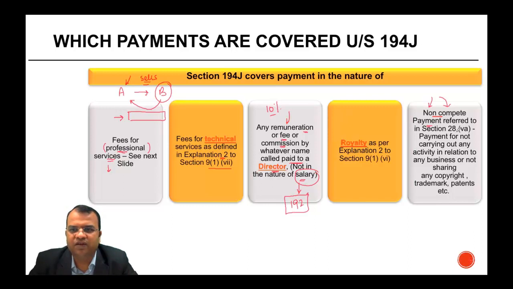Such a payment, which is referred to in section 28, subsection (va), is covered as 194J liable payments. Right? These could be payment for not carrying out any activity in relation to a business, or not sharing any copyright, trademark, patents, etc. Right?